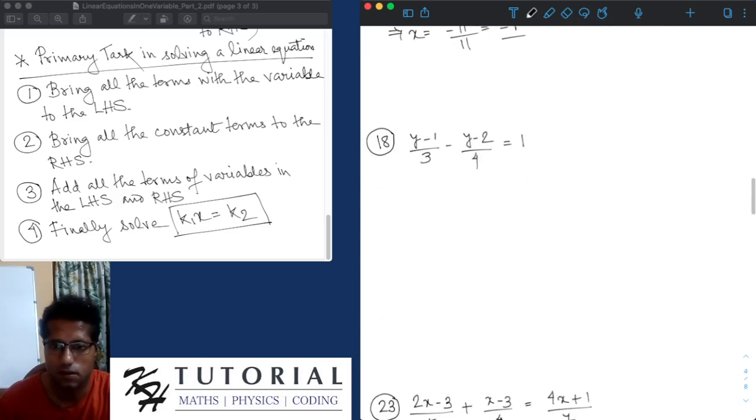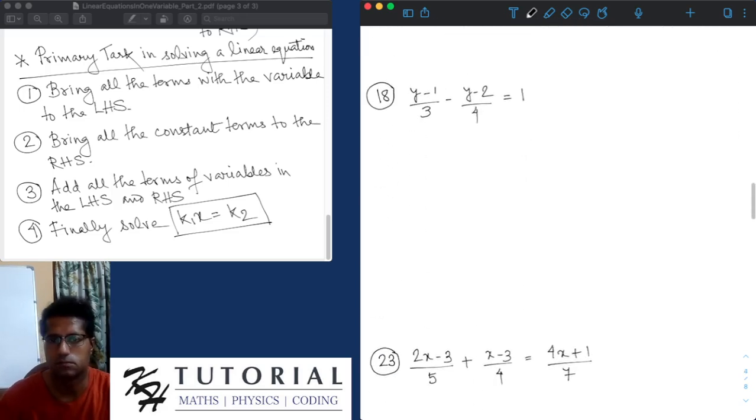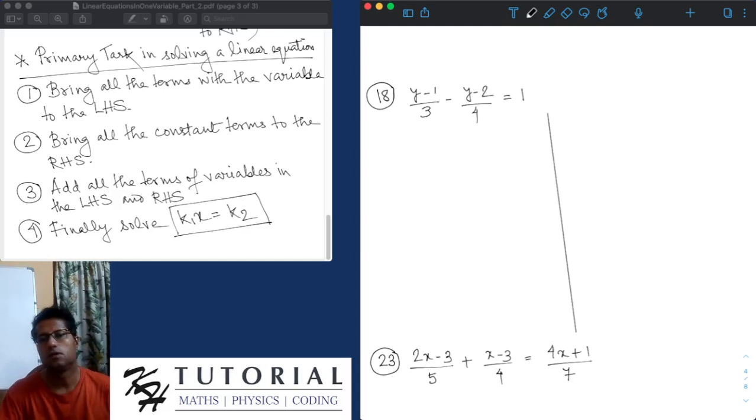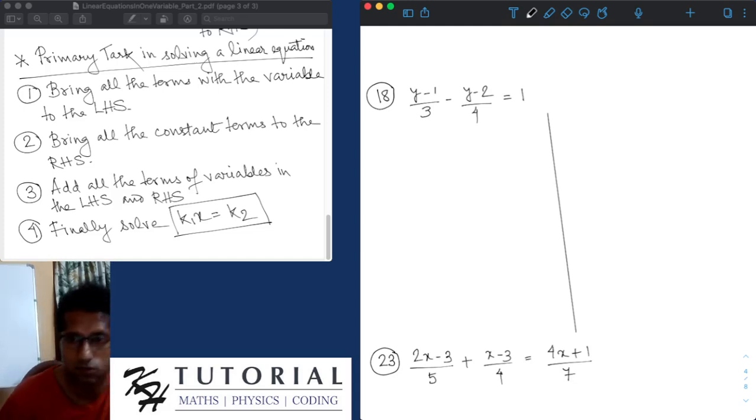Now let's see question number 18. Here also we see in this problem there are some terms which are rational. There are two rational terms: y minus 1 by 3 and minus y minus 2 by 4. These are the two rational terms.